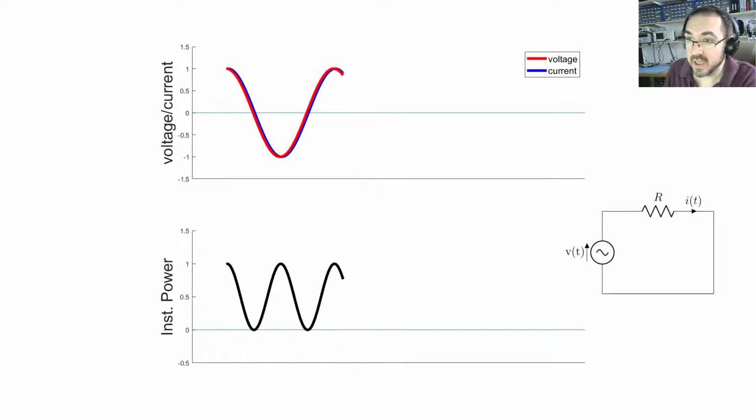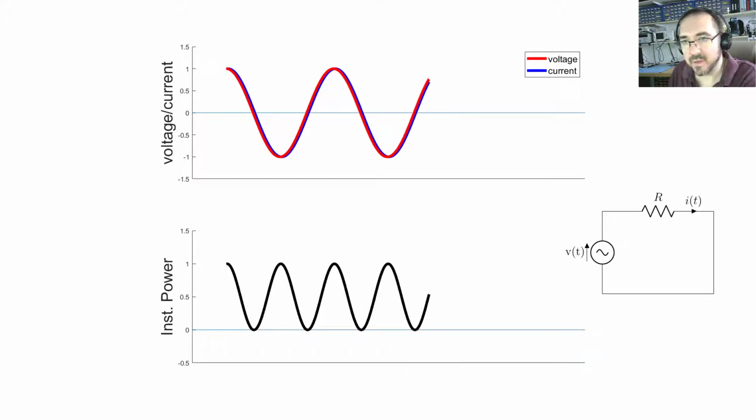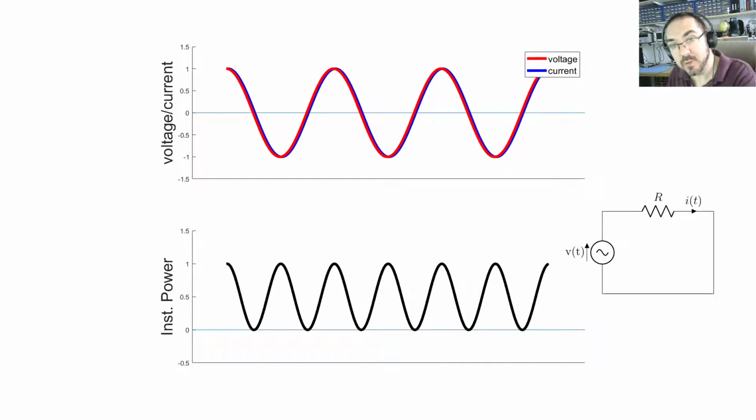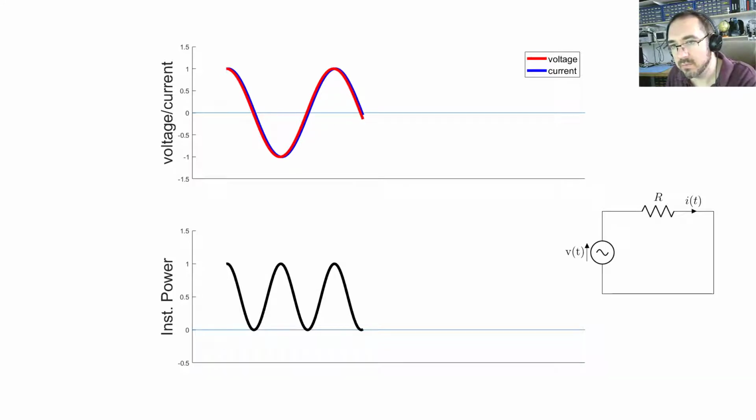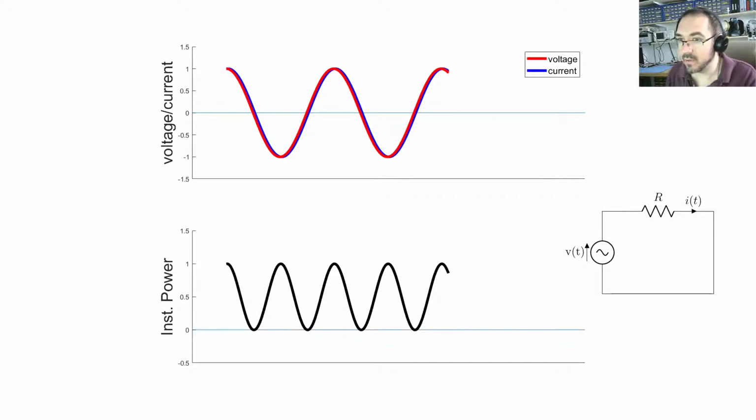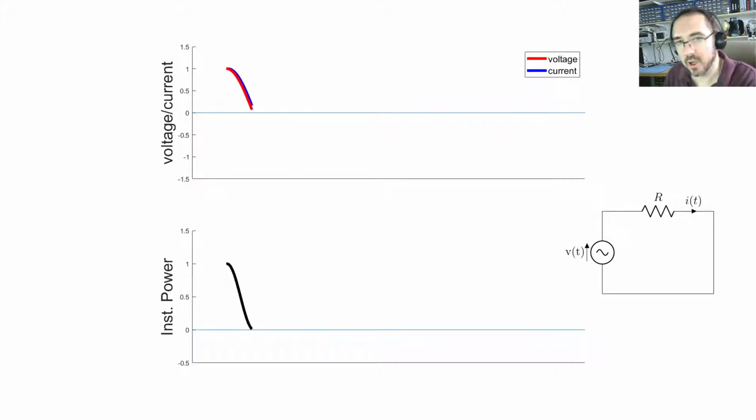And this would be exactly what would happen if we had a perfectly resistive circuit, so just a voltage source and a resistor. And the key thing to take notice of here is the fact that the instantaneous power never dips below zero. It touches zero, but it never goes below zero. If it went below zero, that would imply power flow in the other direction. But with a resistive circuit, it never goes below zero. So that's important to take note of at this point.